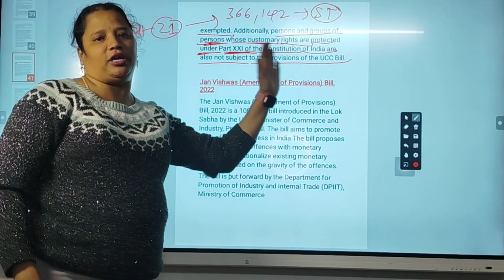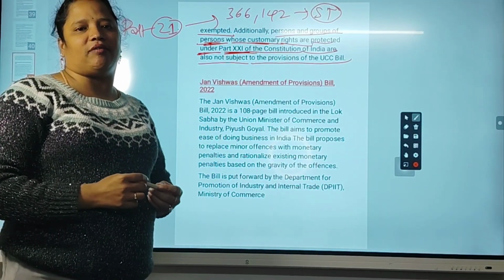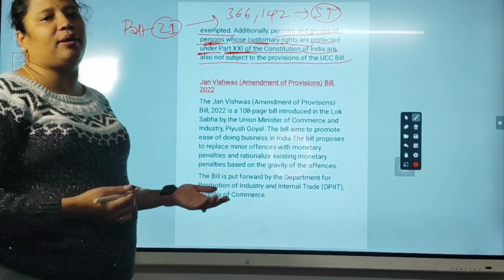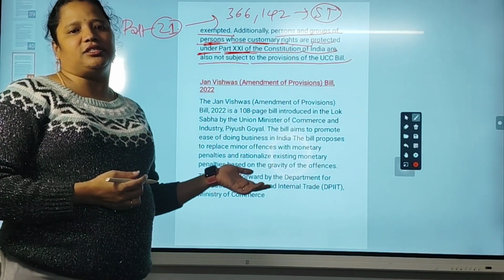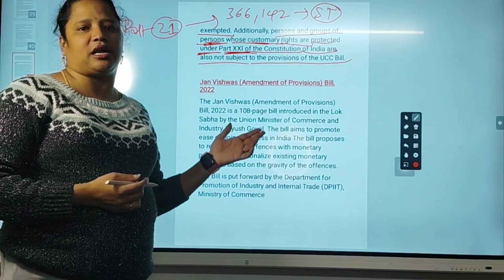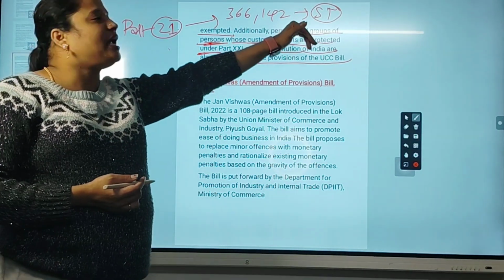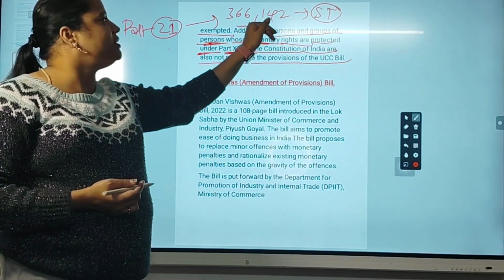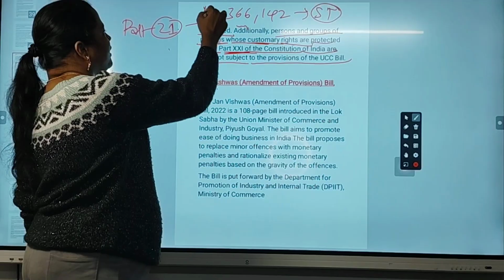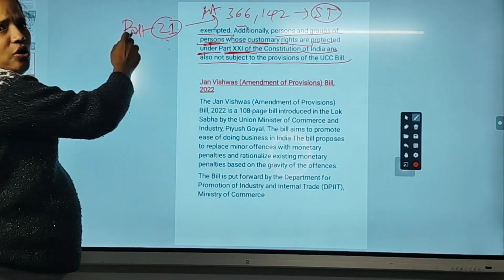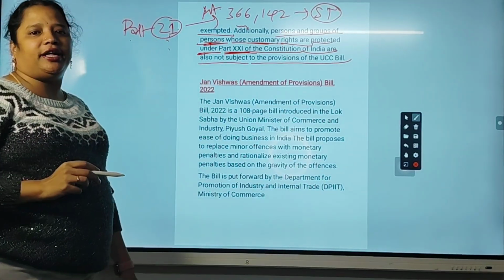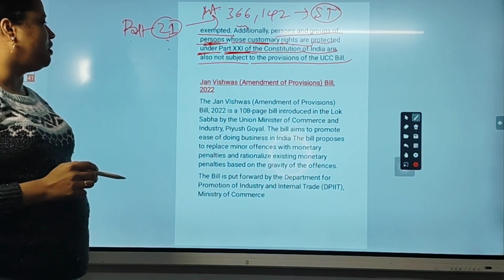That is the main issue here. Despite the UCC covering many aspects like polygamy, bigamy and other things, child adoption, property rights, marriage, many things, it has exempted ST tribes belonging to Article 366 and Article 142 of the Constitution and the people belonging to Part 21 of the Indian Constitution. That is the issue here. Okay.